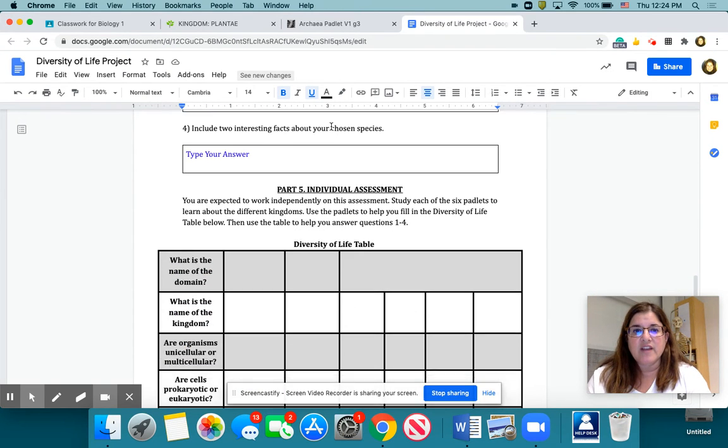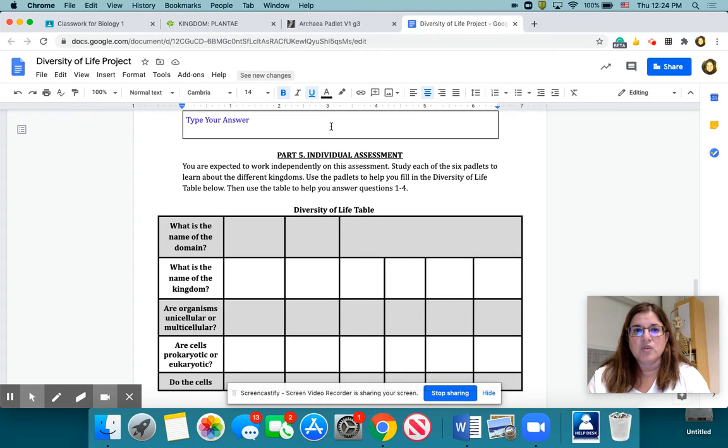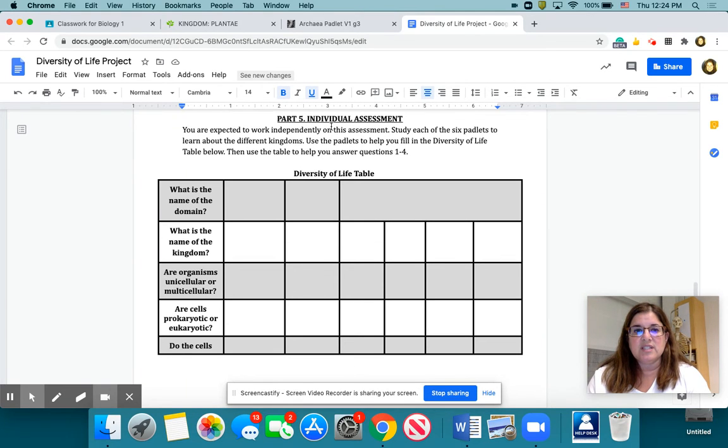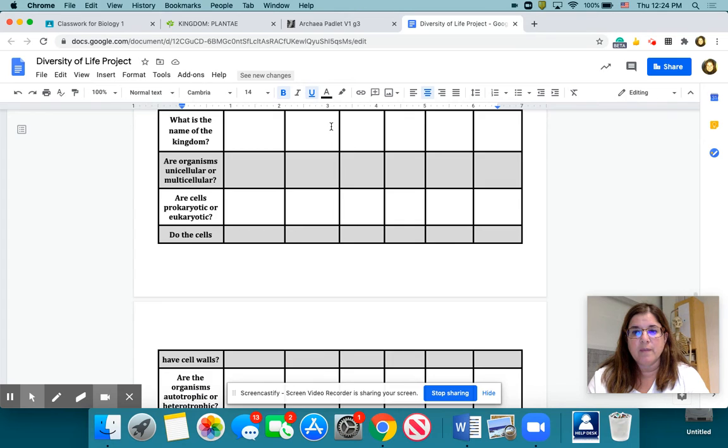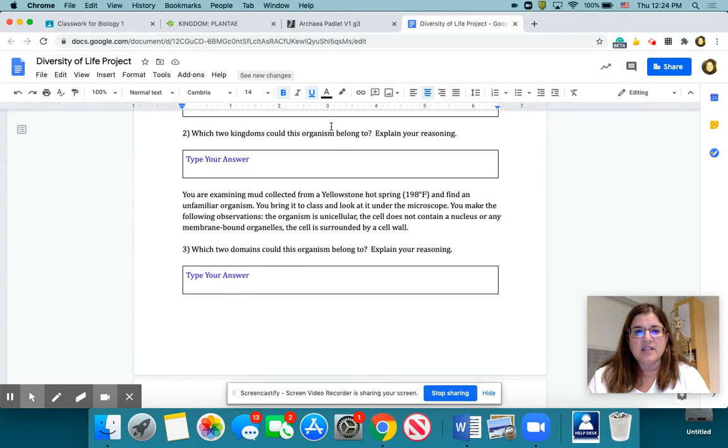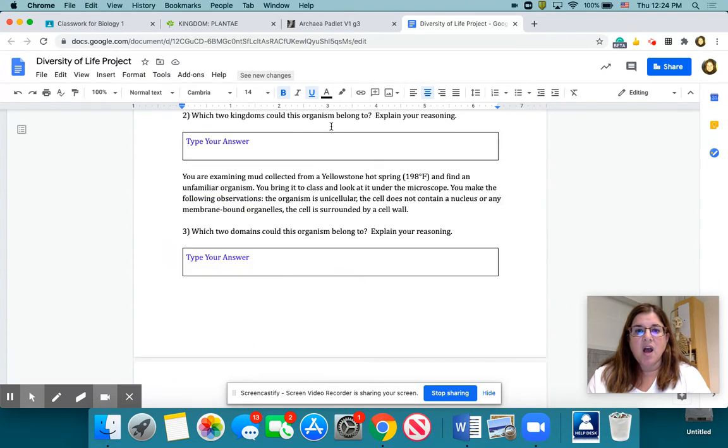Finally, how did I assess students on this unit? Part 5 was an individual assessment. Students needed to look at each of those 6 Padlets, fill in this table. So they had to learn information from the Padlets, and then they had to answer these questions.